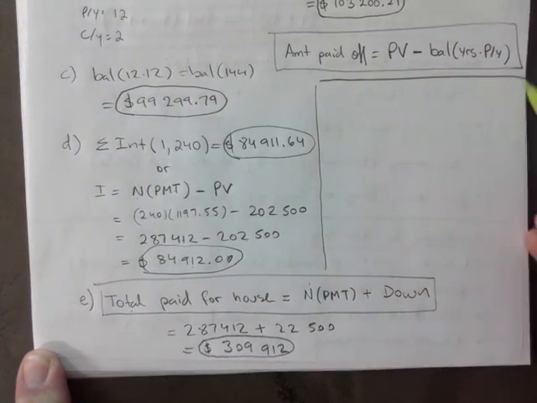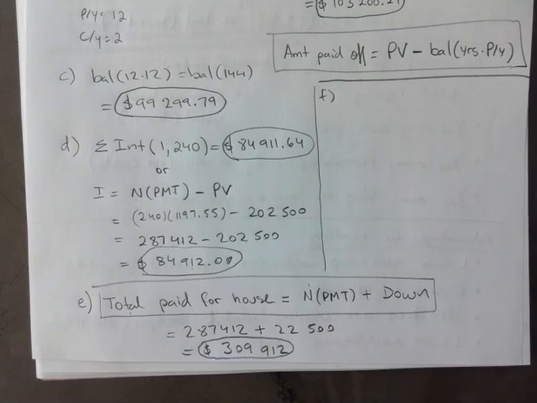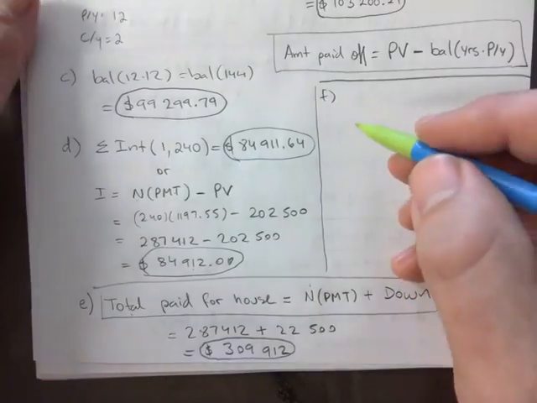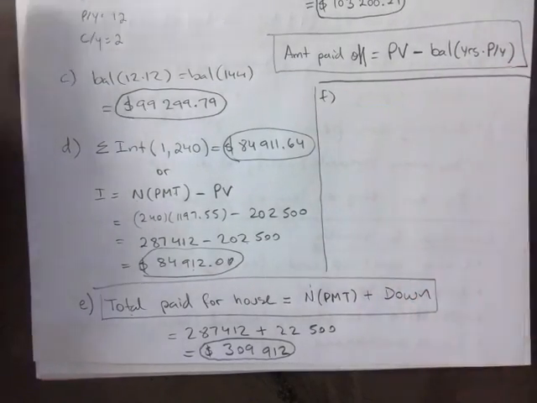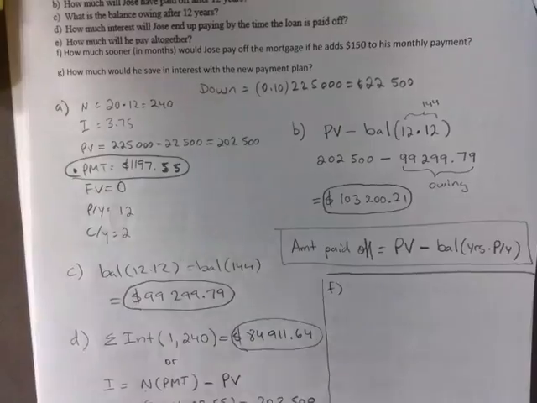Just when you thought it was done, right? F. This is the one I want you to know for life. I want you to grab your TVM solver when you go to the bank and make an informed decision. What does it ask for?